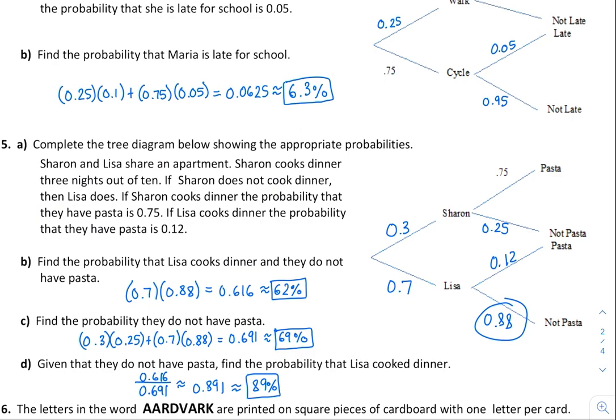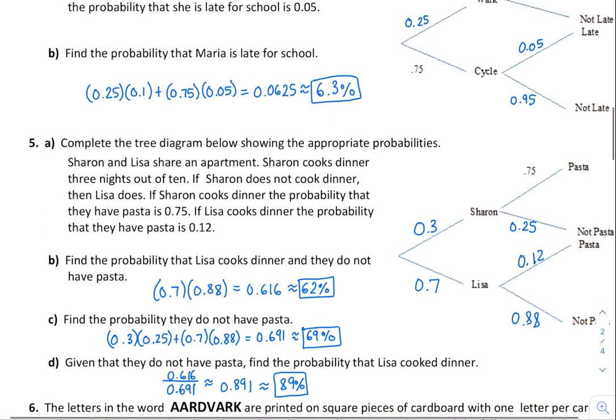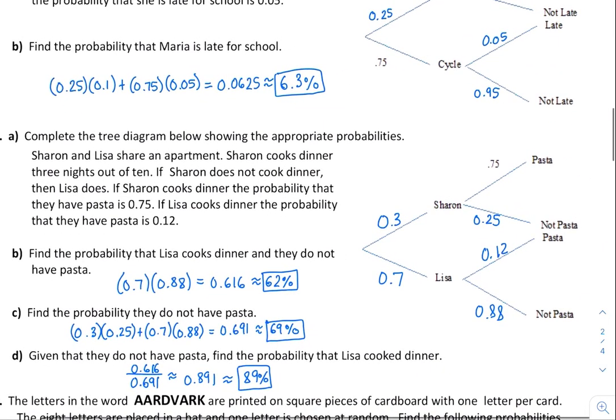Okay, next. So this is find the probability they do not have pasta. So they can't have pasta in two ways, right? If Sharon cooks, so 0.3, times if she doesn't cook pasta, 0.25. So that's how we get these two.